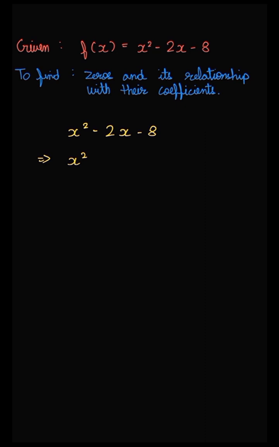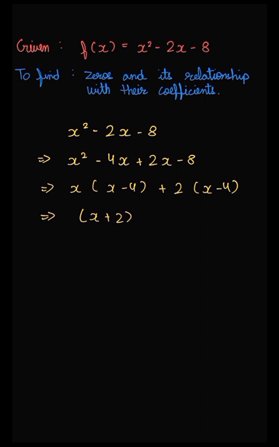We can factorize this by the middle term splitting method. So here we need to find two numbers whose product will be equal to minus 8x square while the sum will be minus 2x. So here we will have minus 4x plus 2x minus 8. Now we can take x common from here, so we get x minus 4, and then taking 2 common here we get x minus 4. Now taking x minus 4 common, we get the factors as x plus 2 and x minus 4.